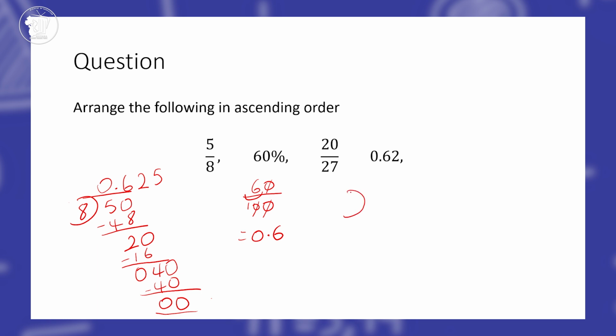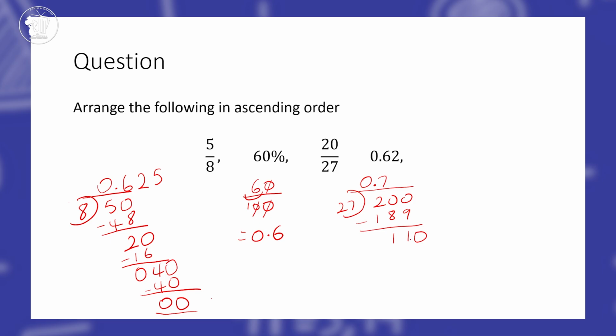So this will be 20 divided by 27. So of course 27 cannot go into 20, so this will be 0. So we add a point and we add a 0 to continue. So 27 can go into 200 7 times. 27 times 7 would give you 189. And you subtract that, that will give you 11. And then we add a 0 to continue.